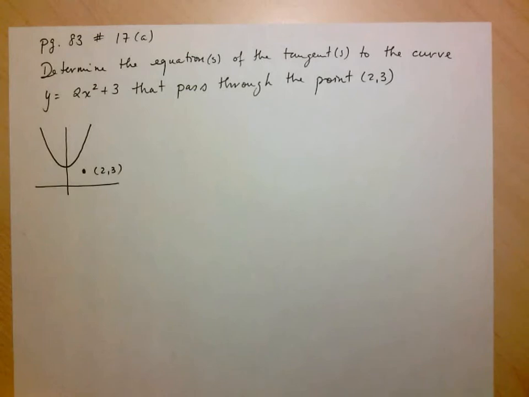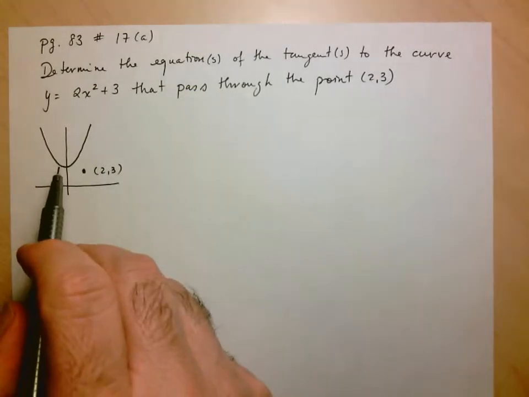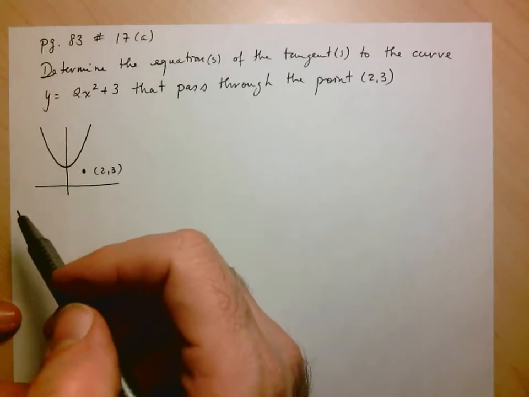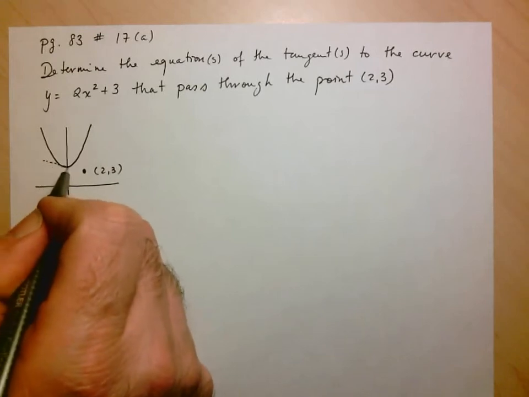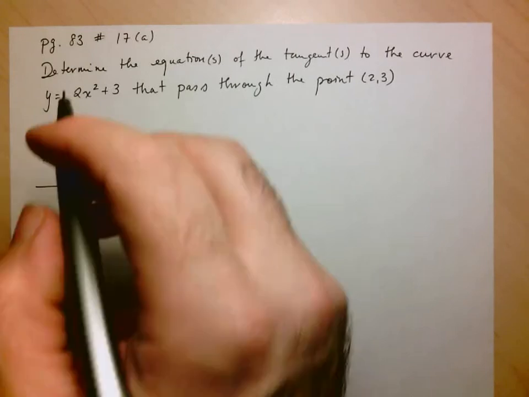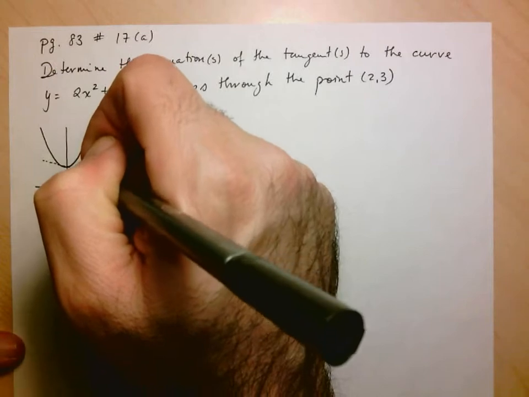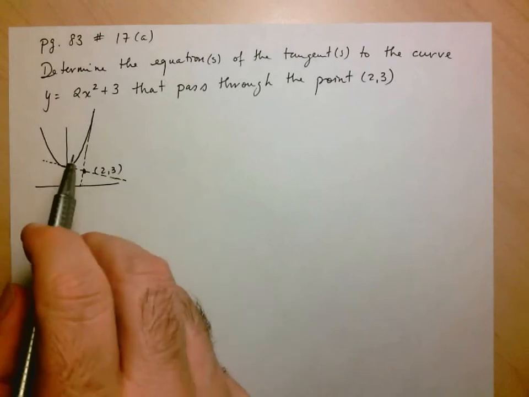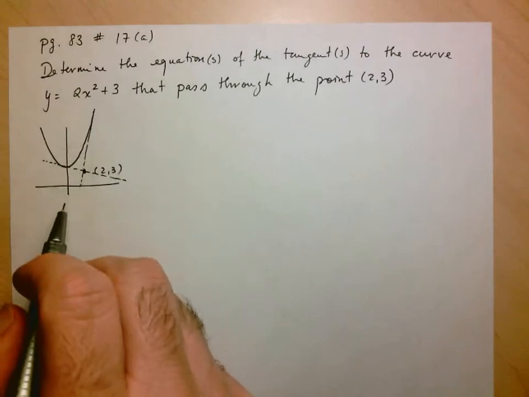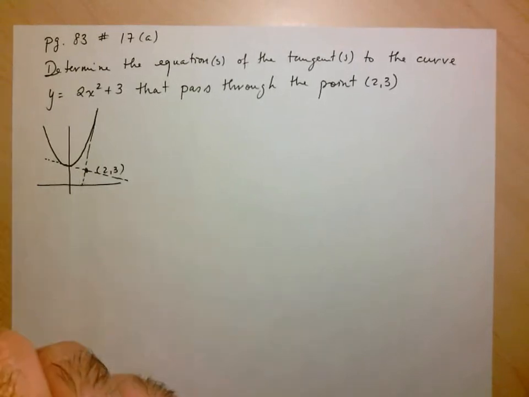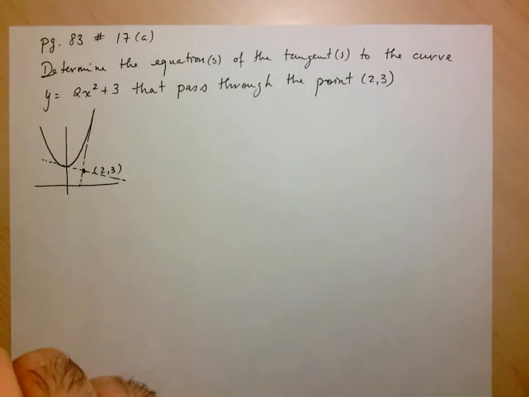What they're telling me is I'm looking for lines that are tangent to the curve and that also pass through this point. If I take a look at that, it looks like I can draw a line there that's tangent to the curve and passes through (2, 3). But it also looks like I might be able to draw a tangent line somewhere up there that is tangent to the curve and also passes through (2, 3). So my conjecture would be that there's actually two answers to this problem. But let's see how we're going to try to solve this.